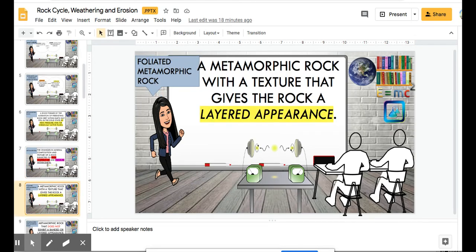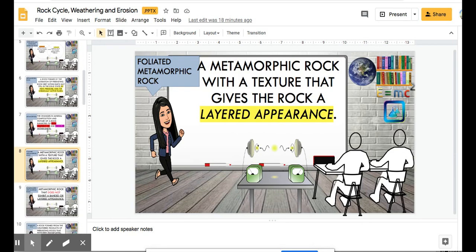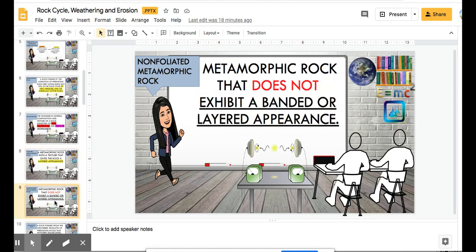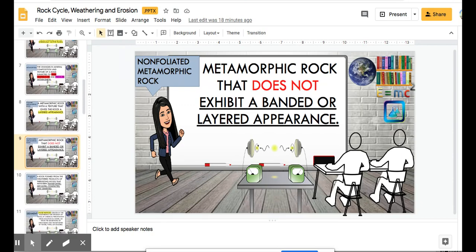There are two types of metamorphic rocks. First, we have the so-called foliated metamorphic rock. It is a metamorphic rock with a texture that gives the rock a layered or banded appearance. When we say non-foliated metamorphic rock, these are metamorphic rocks that do not exhibit a banded or layered appearance.